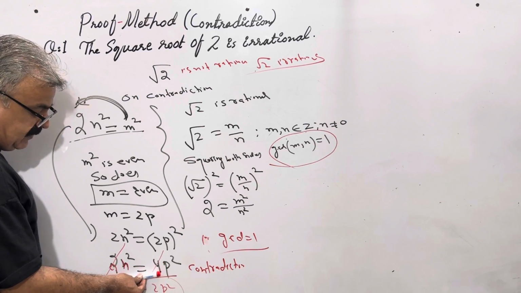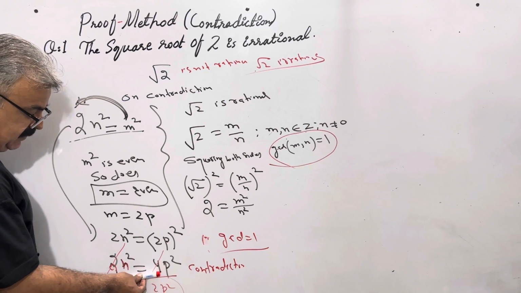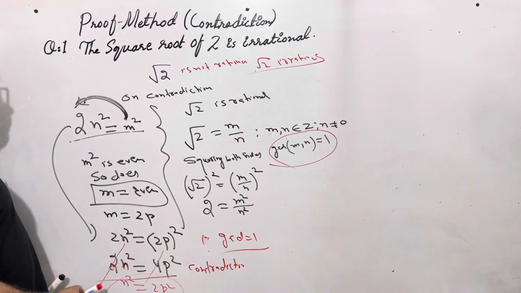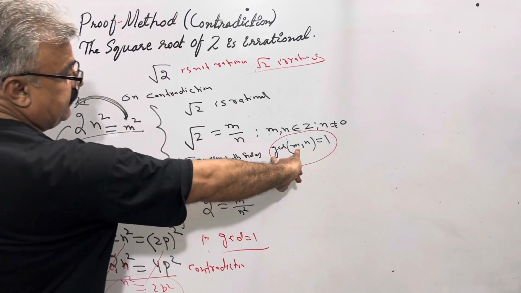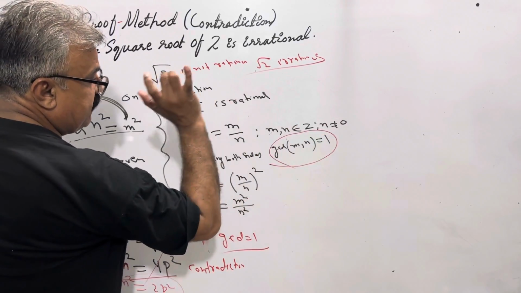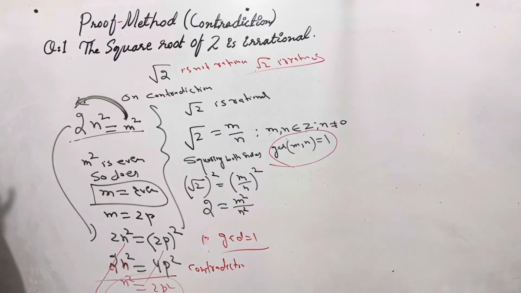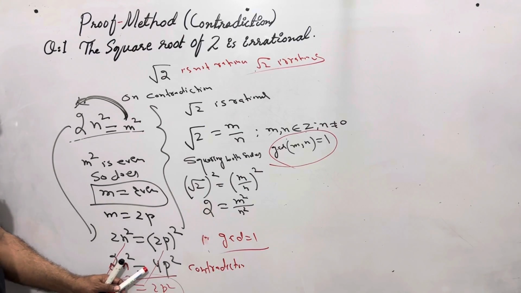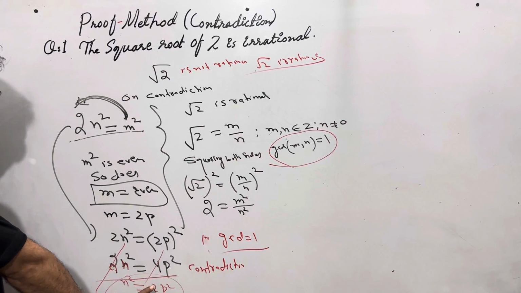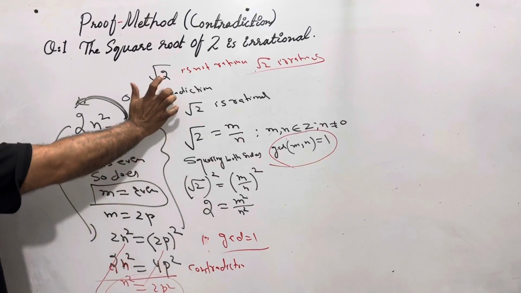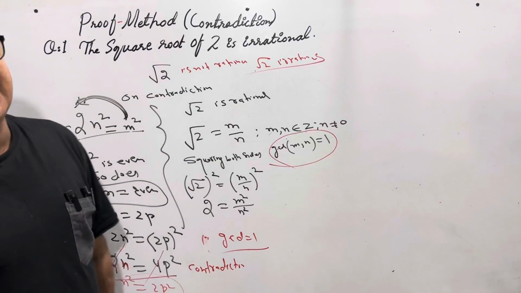That is a violation of the definition of a rational number, because they must be relatively prime. They have no common factor except 1. Here 2 seems to be a common factor. We arrive at a contradiction. So root 2 is not a rational number.